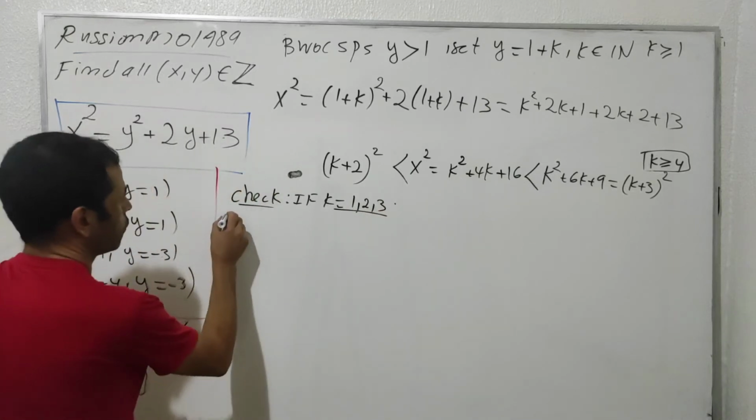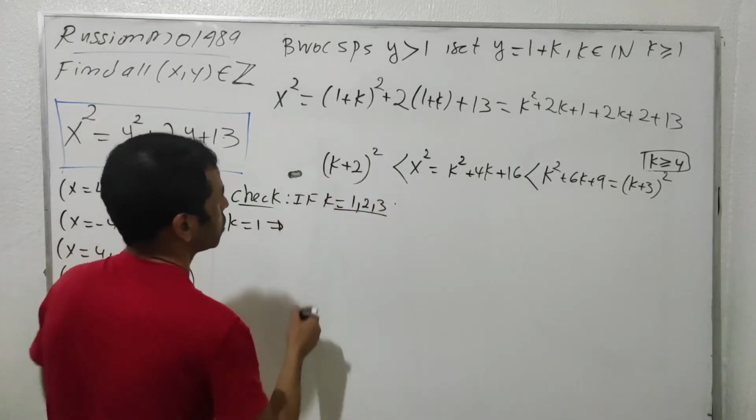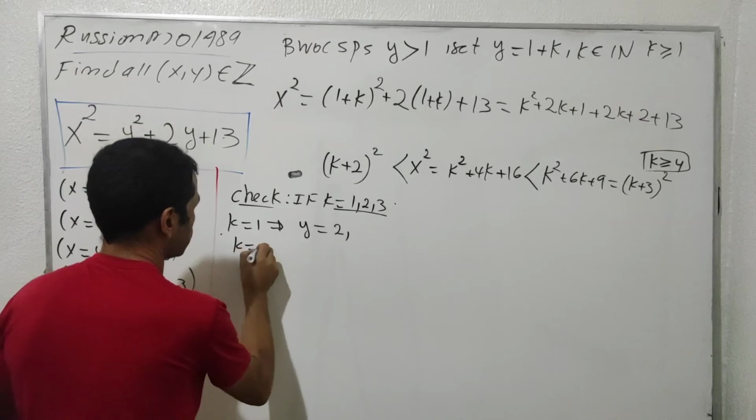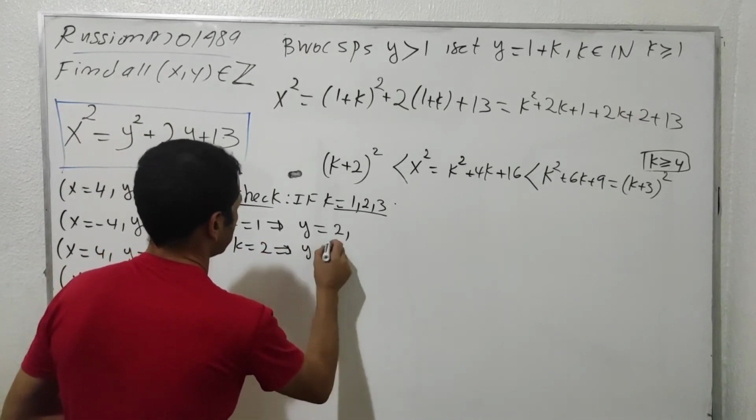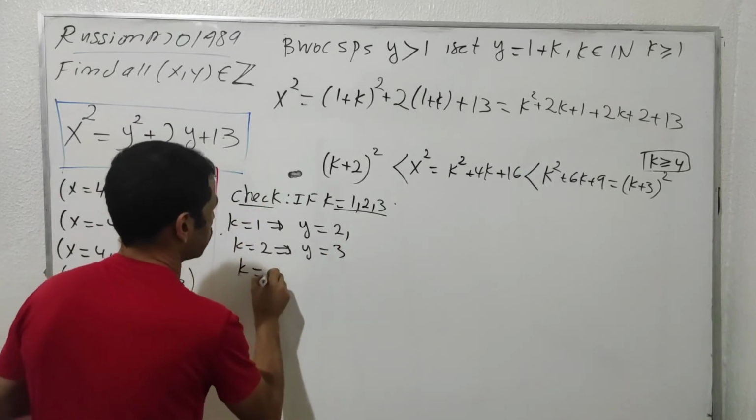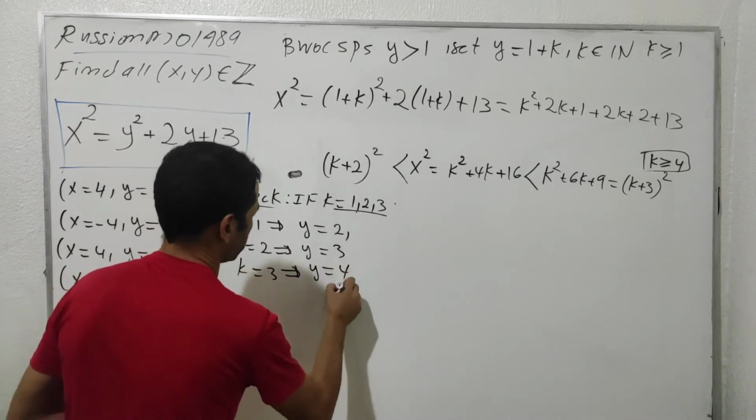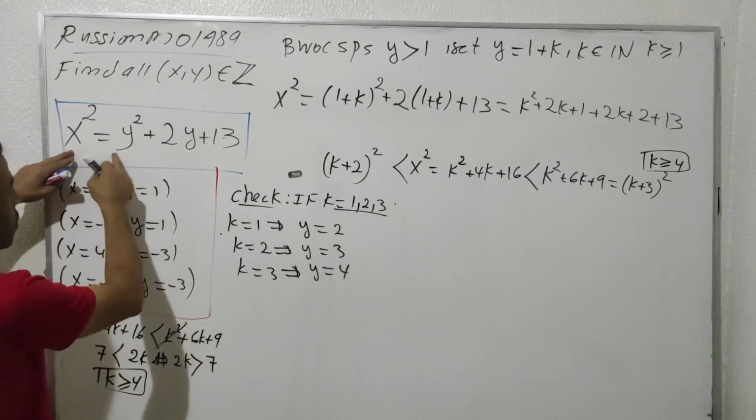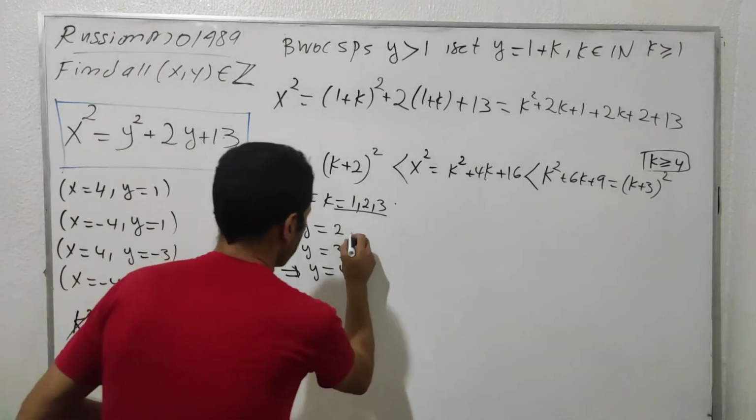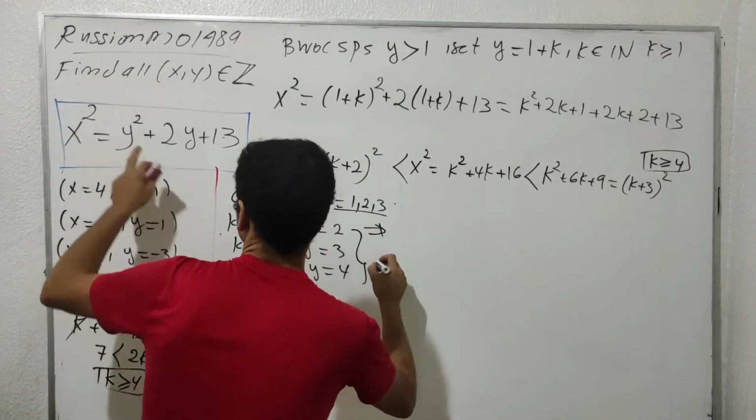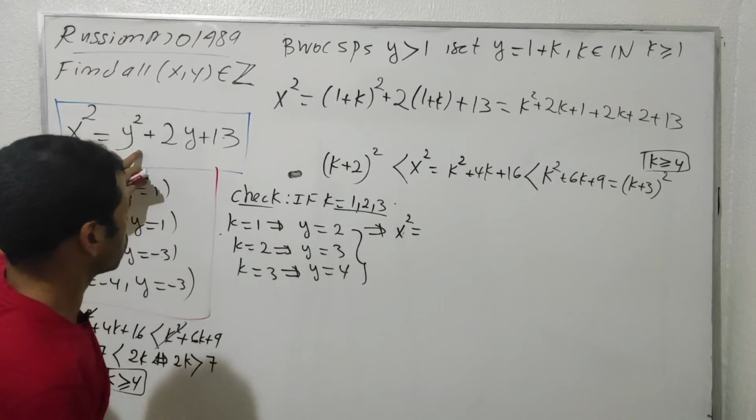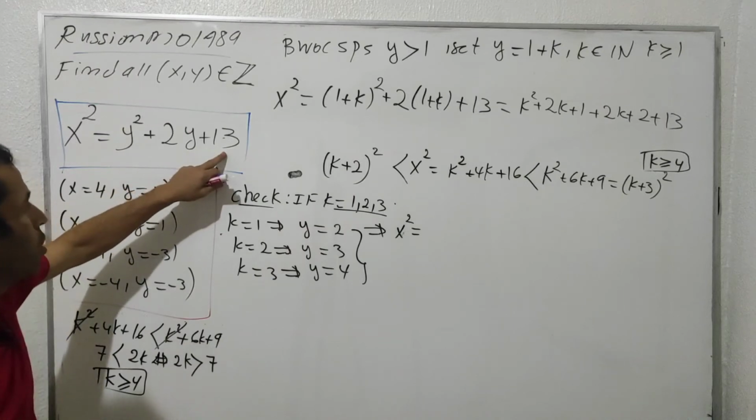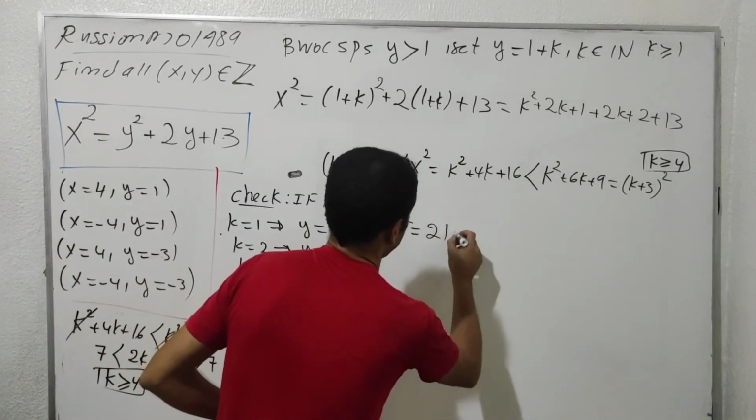Okay? If k equals 1, since we have y equals 1 plus k, I get y equals 2. Okay? If k equals 2, then y equals 3. If k equals 3, then y equals 4. Let's take this value of y and insert it back into this equation to see if it's giving us a perfect square or not. So for this one, I get y squared equals 2 squared, which is 4, 4 plus 4, which is 8, 8 plus 13, which is 21. 21 is not a perfect square.